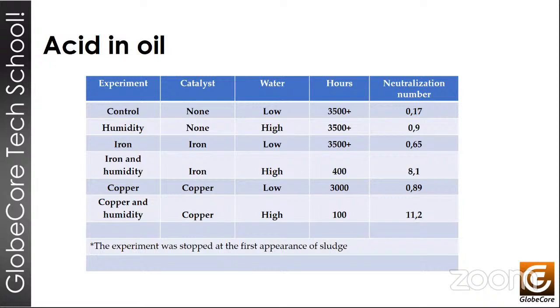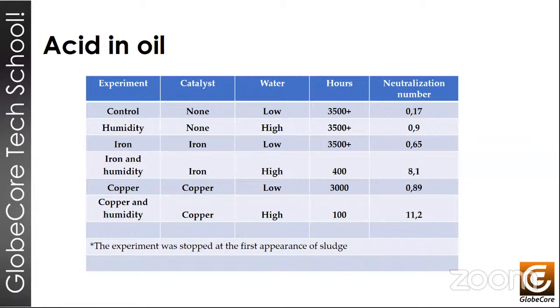What we start to see is really surprising when we use combinations of catalysts and moisture. So in the next test, it was iron and moisture, and it only took 400 hours of this test for the neutralization number to jump all the way up to 8.1 milligrams of potassium hydroxide. You can understand that 8.1 is a lot, considering that 0.2 is actually our maximum for 69 kilovolt range transformers.